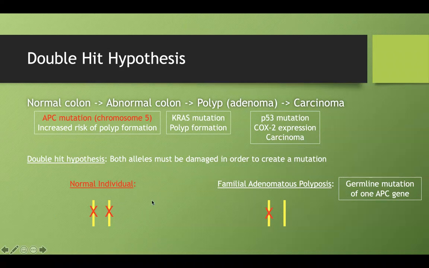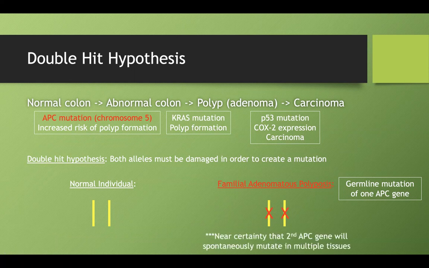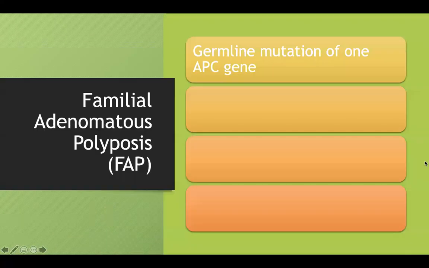Very unlikely to happen. In FAP though, because every cell in your body already has this mutation, it's a near certainty that at least one of your cells is going to have the second mutation. Because it's no longer 1 in a million squared. Sure, it's still a 1 in a million chance, but you have millions of cells anyway, so it's going to happen. That's why in these hereditary conditions where you already lose one of your APC genes, you're at super high risk of progressing to cancer.